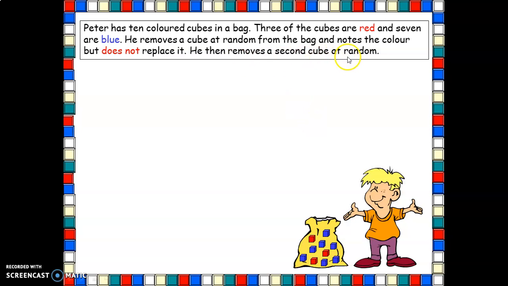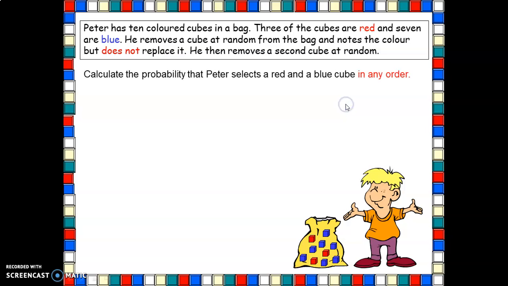He then removes a second cube. So is this independent or dependent? Well, hopefully you're thinking this is dependent because his first action changes the outcome of the second. Now it says calculate the probability Peter selects a red and a blue cube in any order. This is a key statement. So see if you can calculate this.